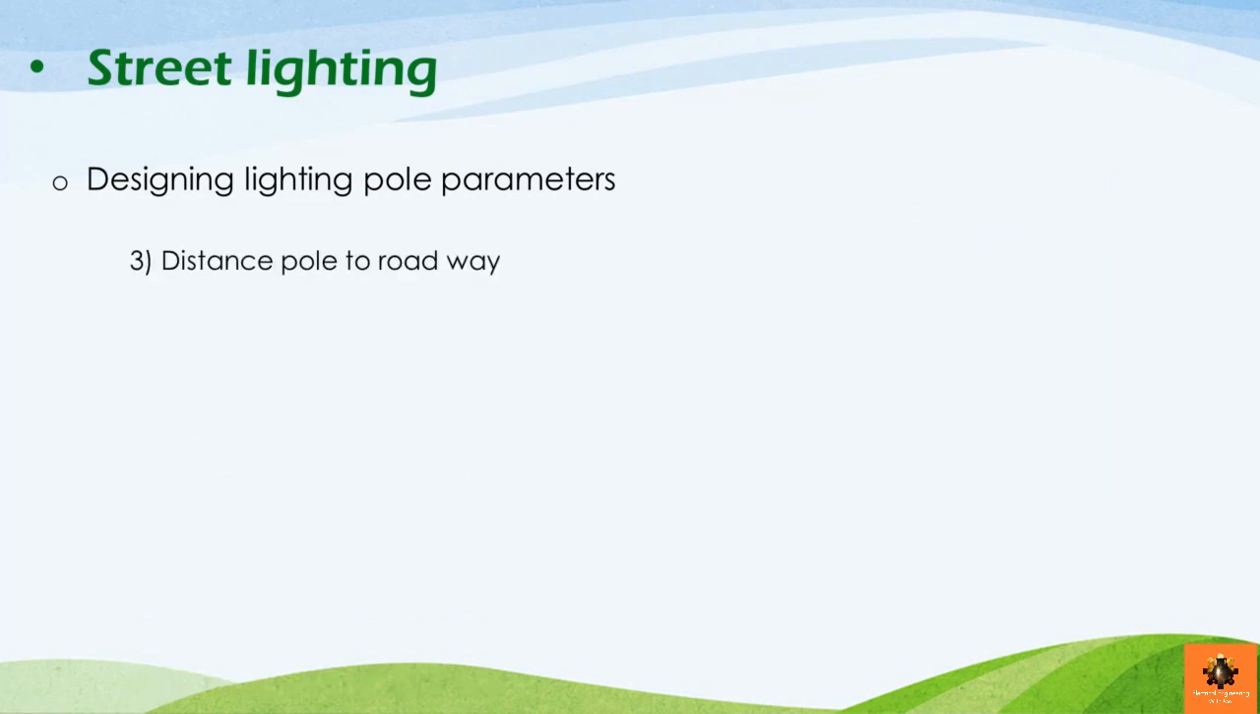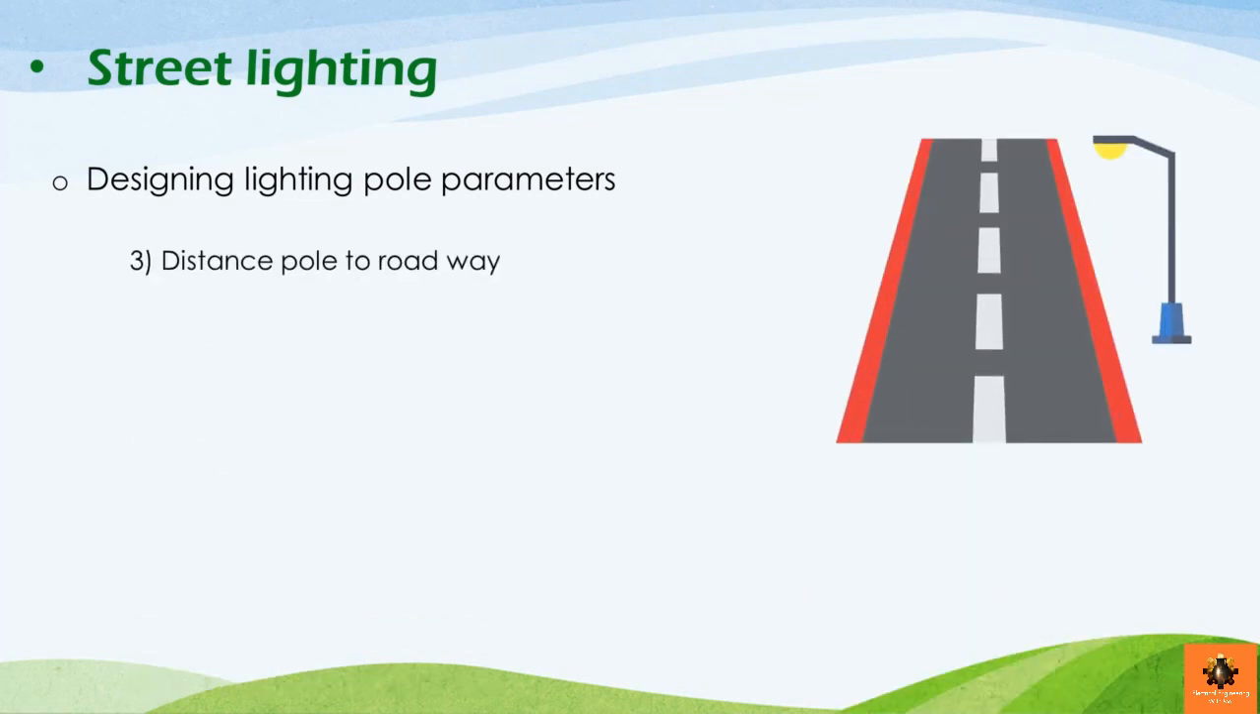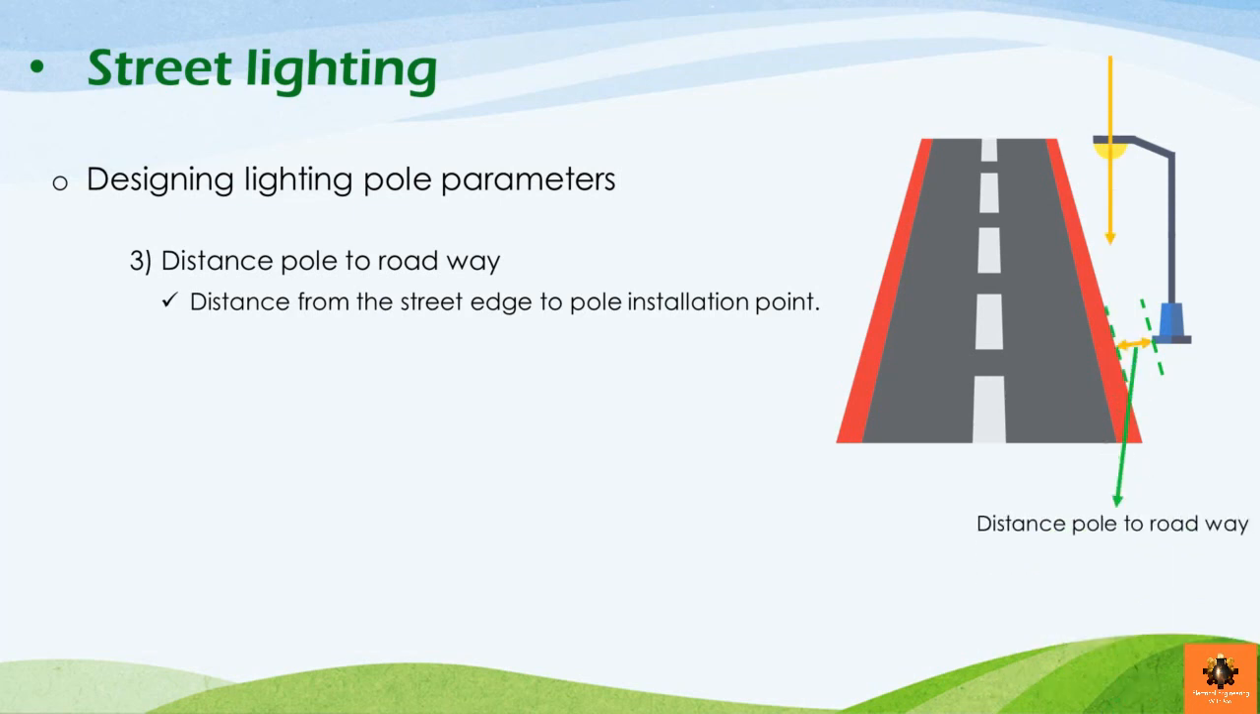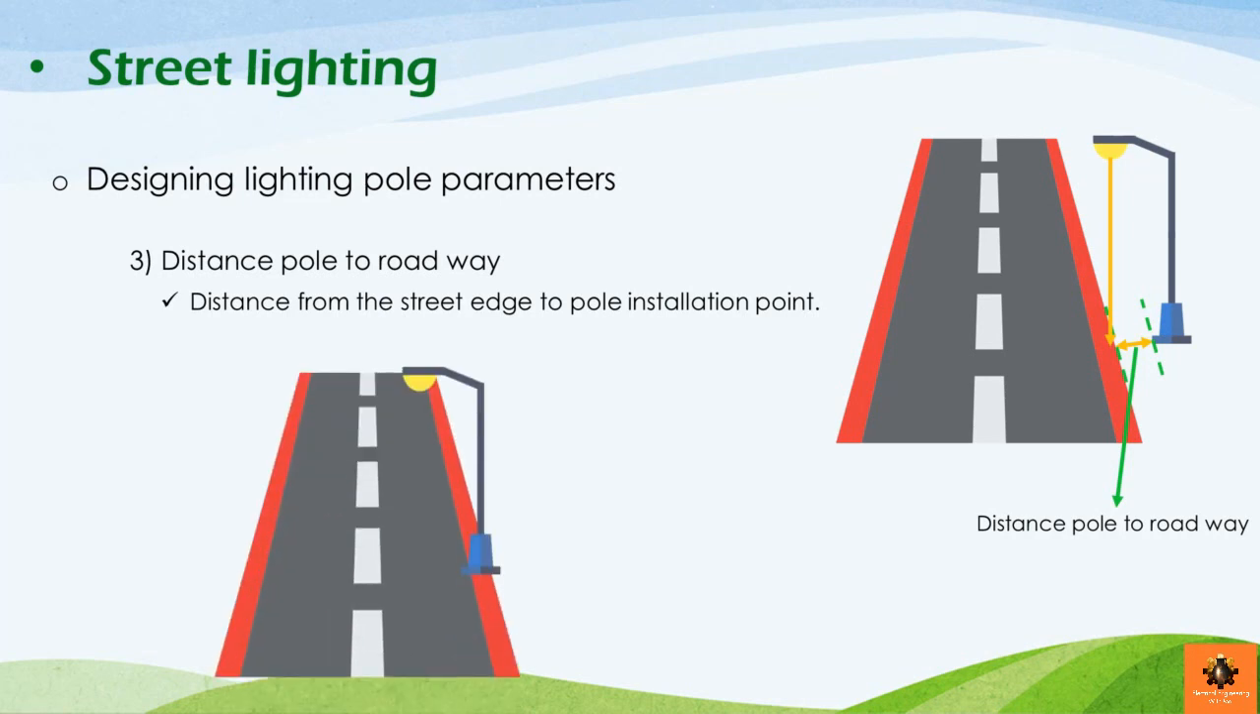Now the next parameter we have is the distance pole to roadway, and this is the distance starting from the installation point of the pole on the ground to the starting edge of the street. But you can ask now, why is the pole not installed directly on the starting edge of the street, like that case here? Or why should there be an offset distance between the pole and the edge of the street?